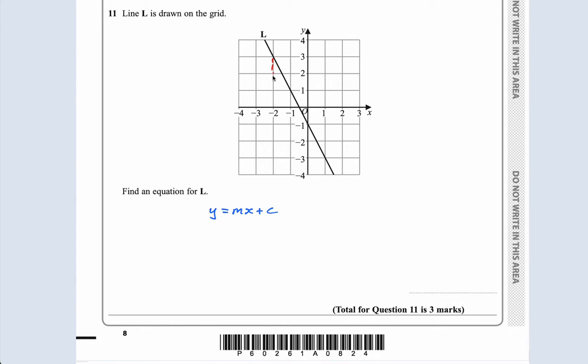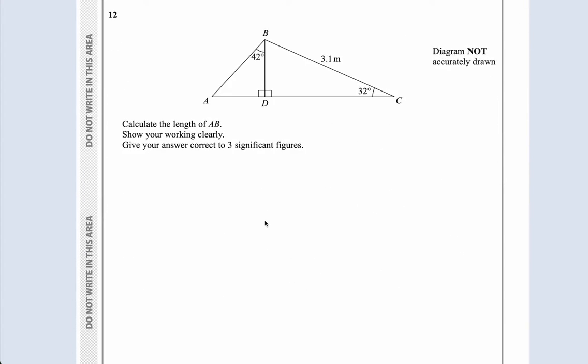So I can just find the gradient. The gradient is, I go down 2 for every 1 across. So the gradient is -2/1, if you like, or -2. It is rise over run, and it's negative. And then the y-intercept is here, so c is equal to -1. So I can literally just write down y equals -2x minus 1, mx plus c, which is -1. Okay. Question 12.